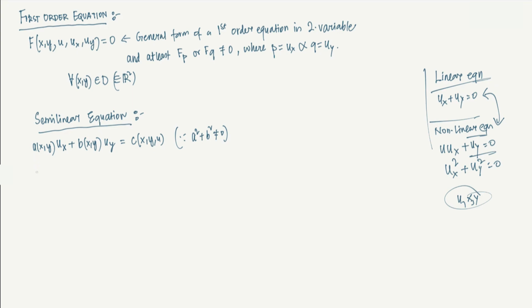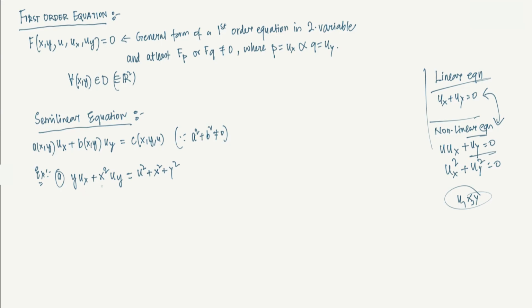Now as an example, you can look at it. It looks very much like a linear equation in the highest order. So the first example, let's say y ux plus x square uy equals to, let's say, u square plus x square plus y square. So this is an example of a semi-linear equation.